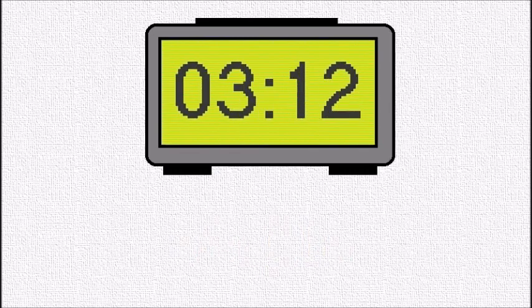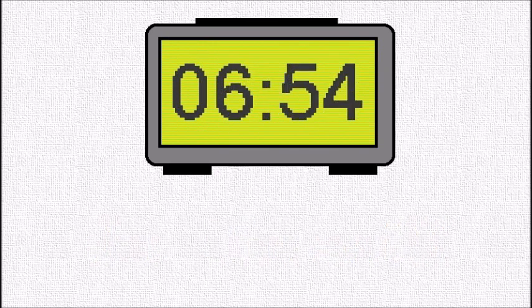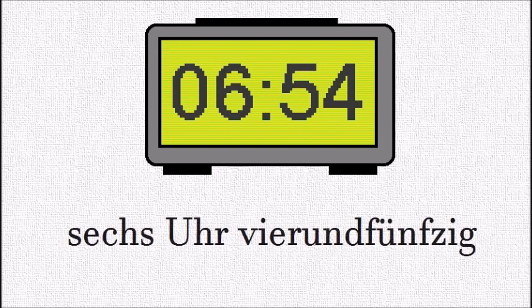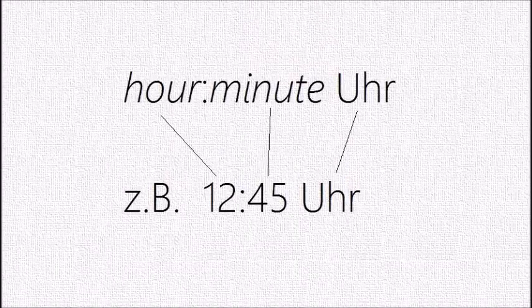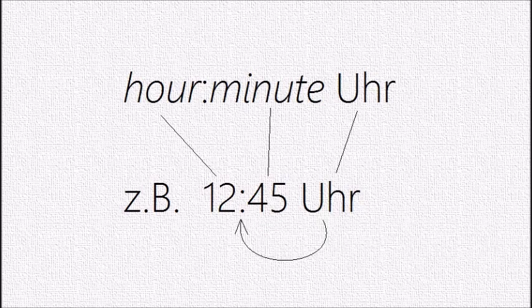For example, 3:12 is called drei Uhr zwölf. 6:54 is called sechs Uhr vierundfünfzig. The official way to write the time is hour, minutes, Uhr, even though you read the Uhr before the minutes.